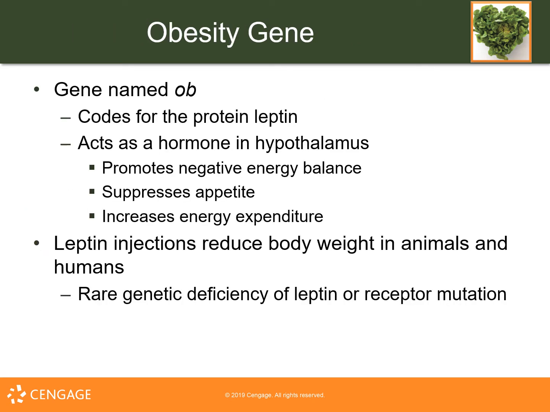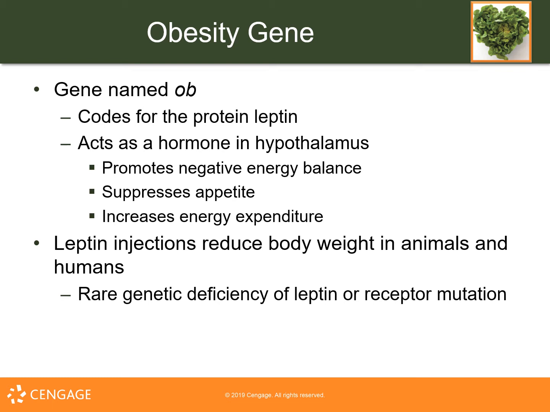Obesity gene, named OB. It provides the code for the protein leptin. Leptin acts as a hormone in the hypothalamus. It is expressed primarily in the adipose tissue. The OB gene encodes for the protein leptin. Leptin maintains homeostasis by regulating food intake and energy expenditure in response to adipose tissue.